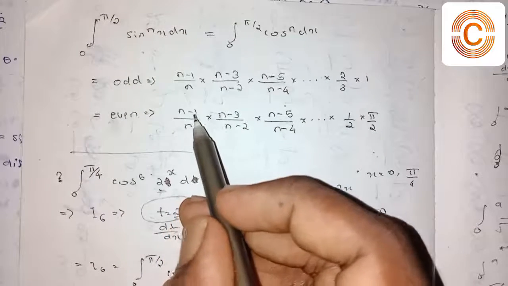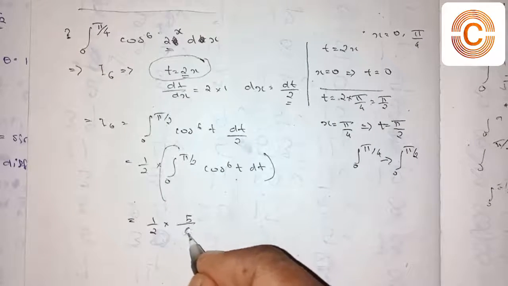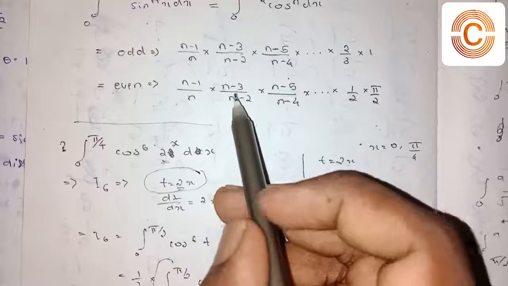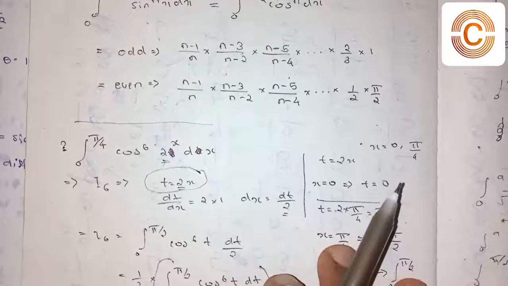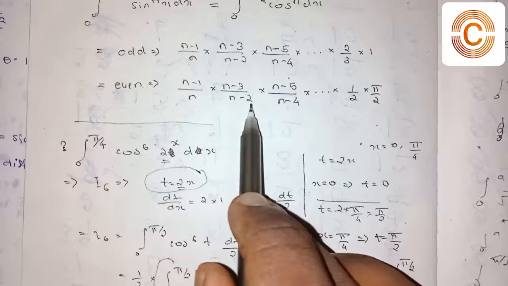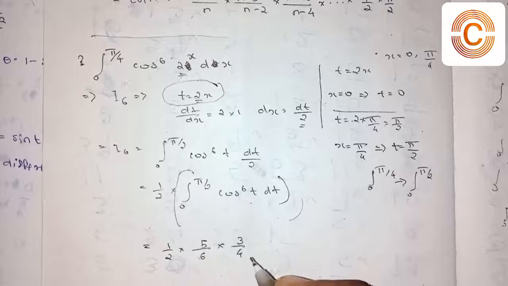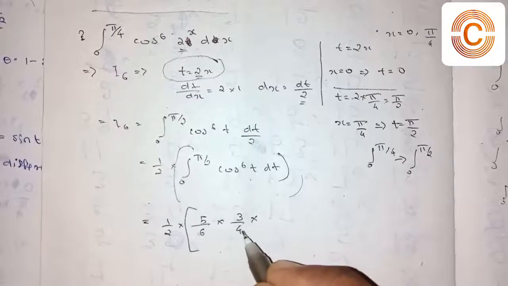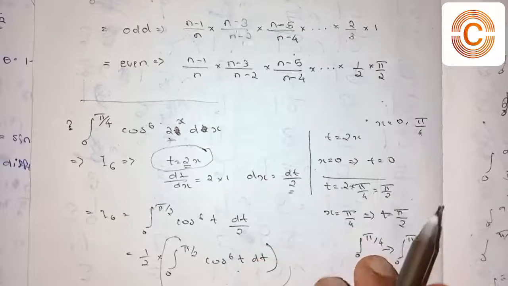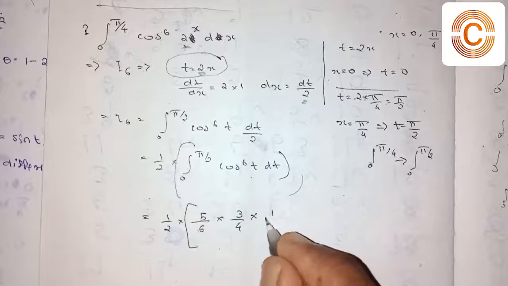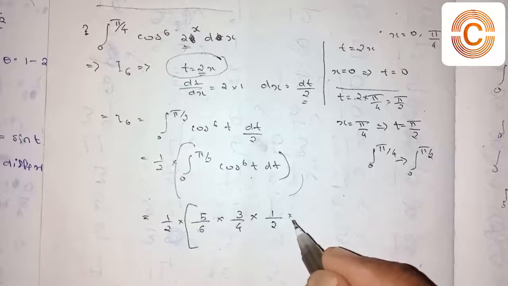So we can use (6 minus 1) divided by 6, that is 6 minus 1, which is equal to 5 divided by 6. In the next step, (n minus 3) divided by (n minus 2), that is 6 minus 3, which is equal to 3, and 6 minus 2, which is equal to 4, so the value is 3 divided by 4. Continuing, in the next step we get (6 minus 5) divided by (6 minus 4), that is 1 divided by 2.